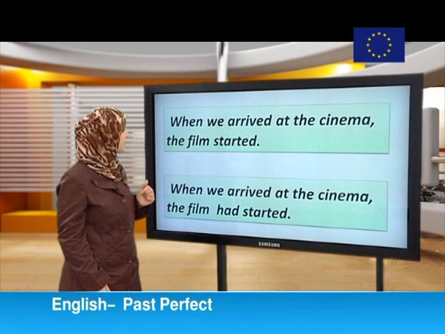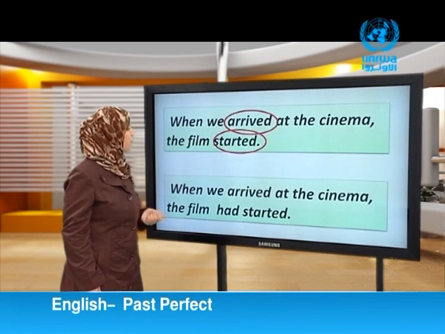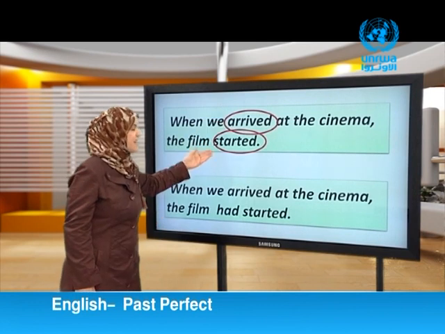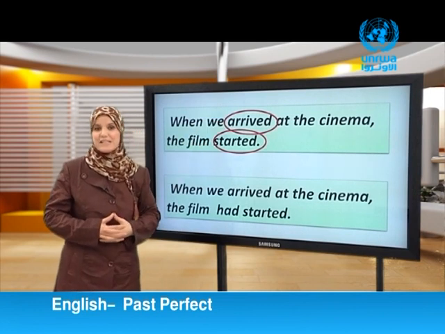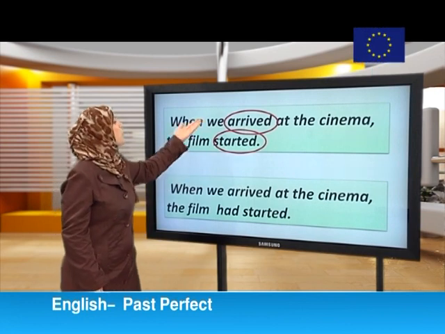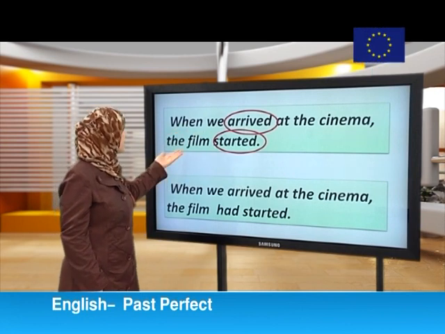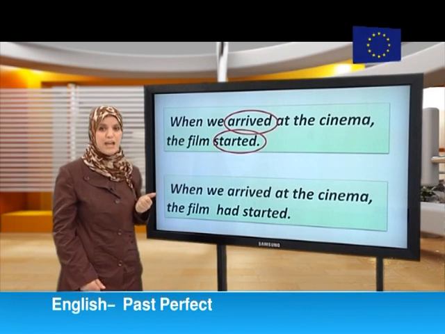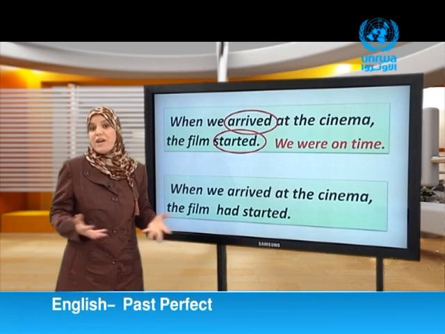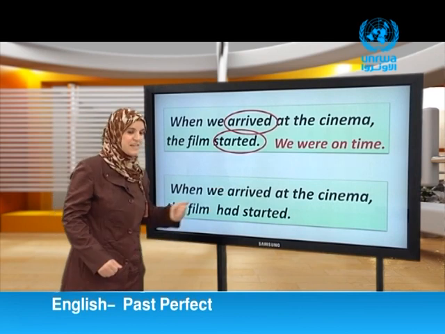Look at the first sentence. We have the verb arrived and the verb started. Both tenses are in the past simple tense. So it means when we arrived at the cinema, the film started at the same time. So we were on time. We weren't late.